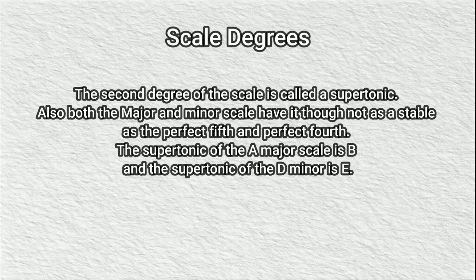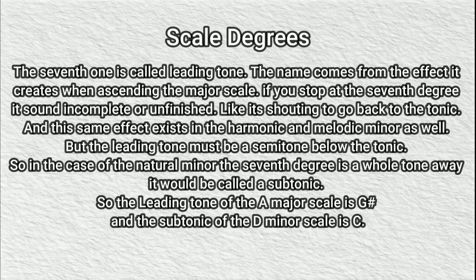The second degree of the scale is called the supertonic. Also, both the major and minor scale have it, although it's not as stable as the perfect fifth and the perfect fourth. The supertonic of the A major scale is B, and the supertonic of the D minor scale is E. The last scale degree, the seventh one, is called the leading tone.